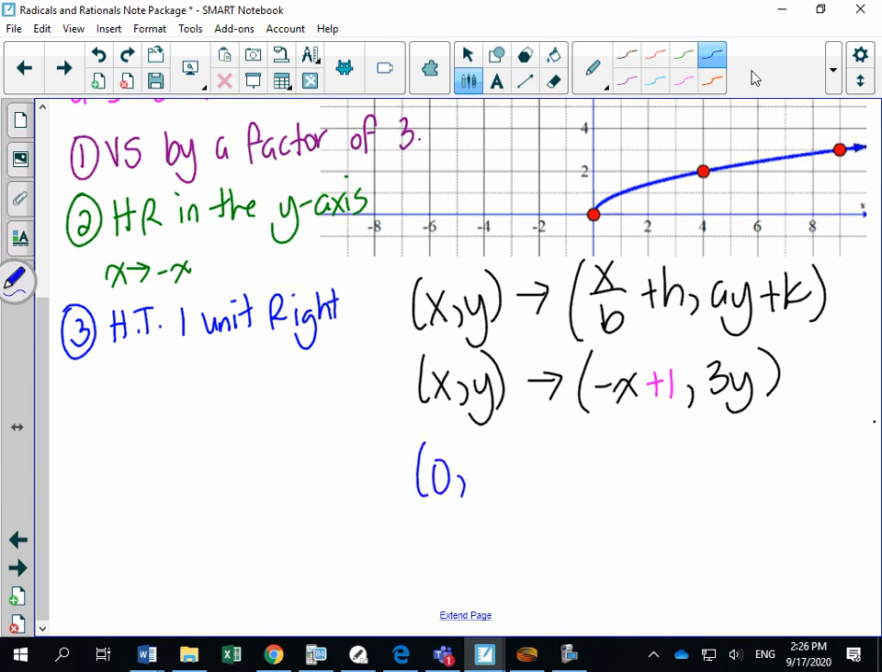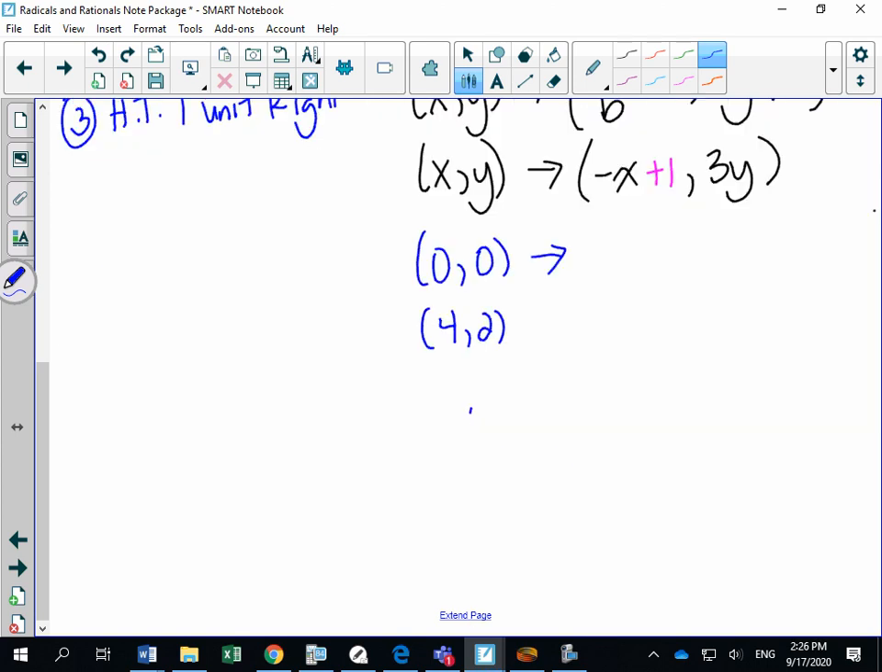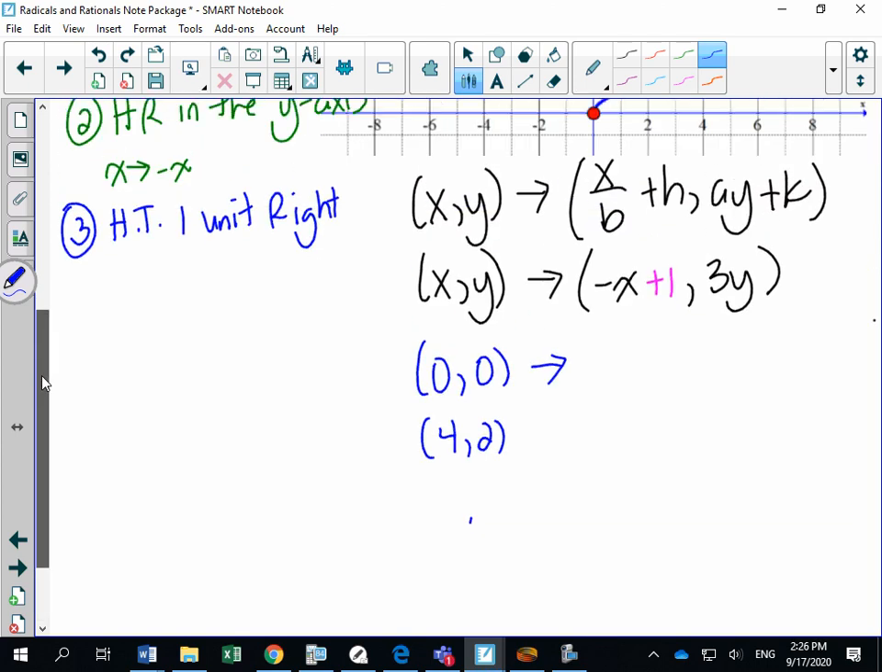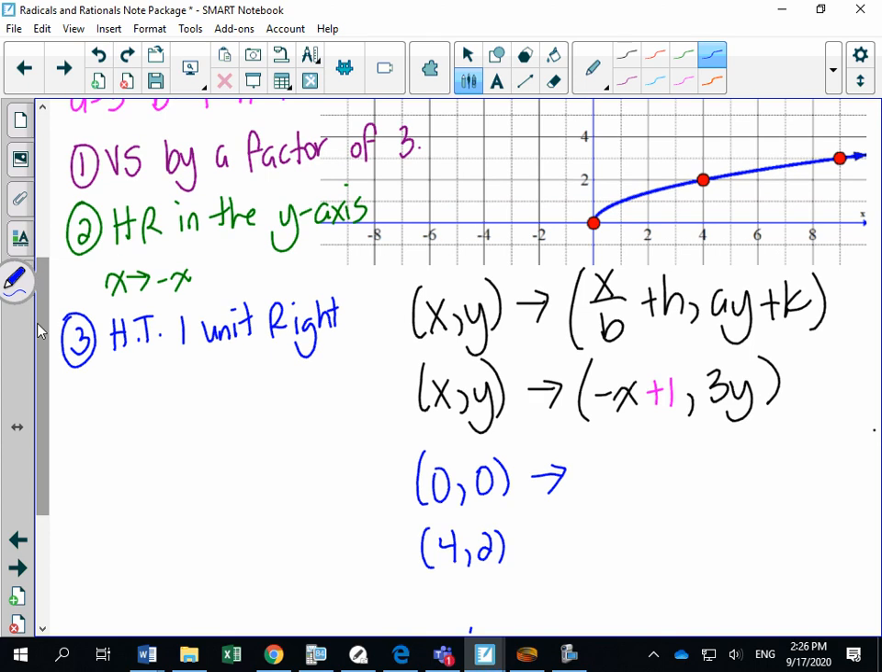points. So I've got 0, 0, and I've got 4, comma 2 as my second point. And my third point, what was my third point? This guy here is 9, comma 3.